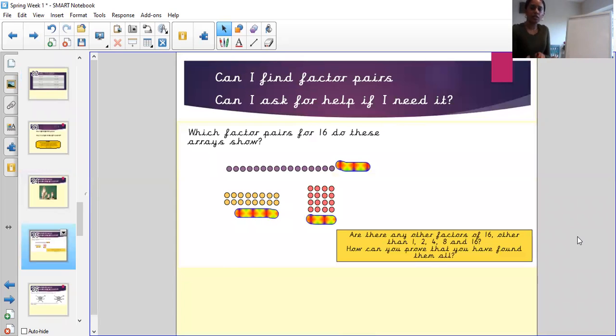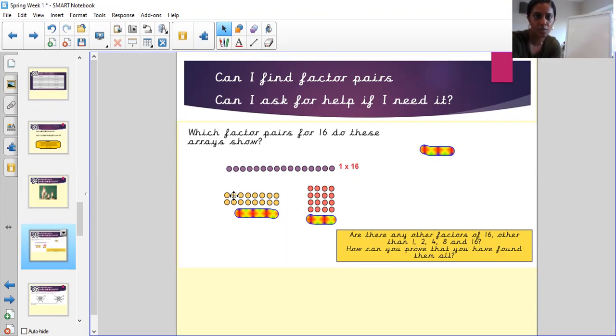Okay, so let's have a look at the screen. Which factor pairs for 16 do these arrays show? So you have on your board, let's count how many we've got. We've got one counter, and then let's see how many are going across. 1, 2, 3, 4, 5, 6, 7, 8, 9, 10, 11, 12, 13, 14, 15, 16. So if I move this away, we will have 1 times 16. So this is one of the factor pairs for 16.